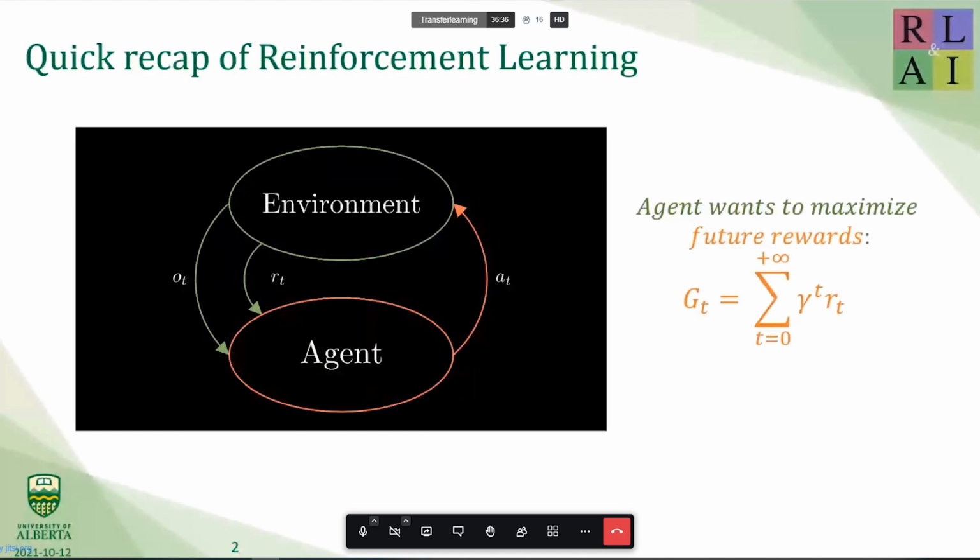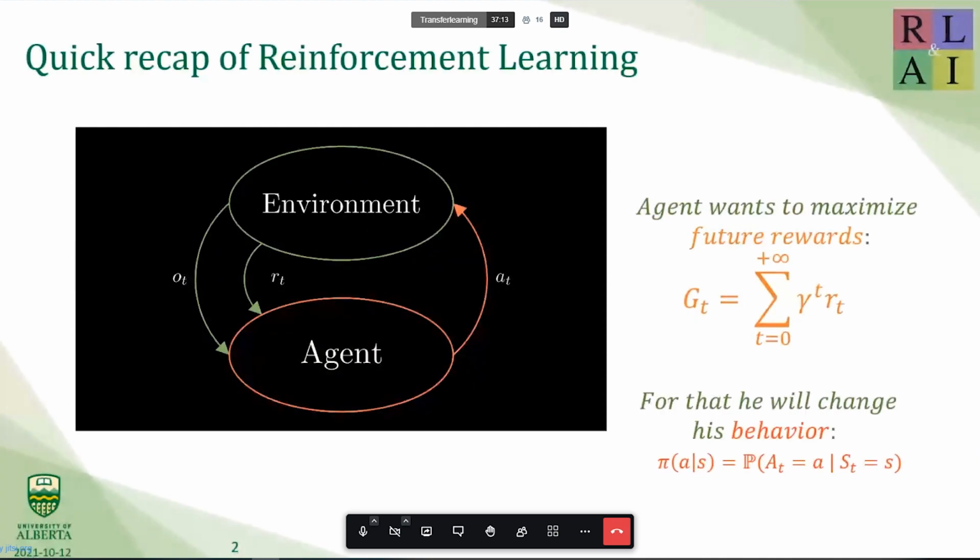But to do that, it will change its behavior, which I will denote pi. Pi is a function that, given a state, an observation of the agent, will tell how the agent will act given the observation that you give to it. And reinforcement learning is something very general. In fact, most of supervised learning and learning algorithms can be considered as special cases of reinforcement learning, but that's for later, I guess.